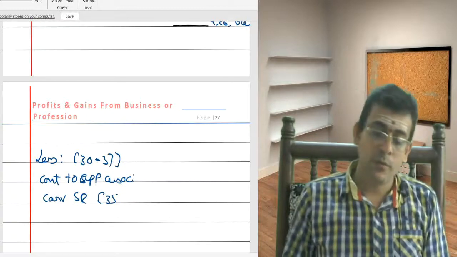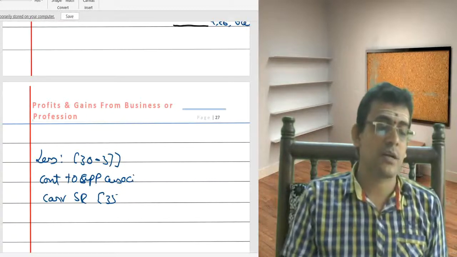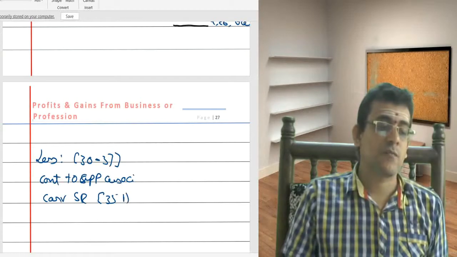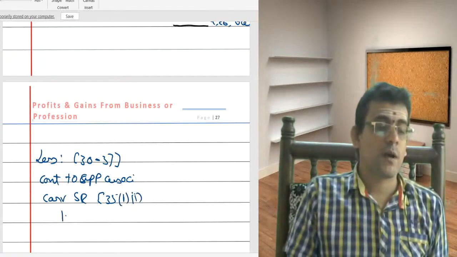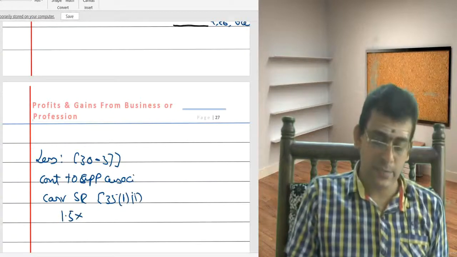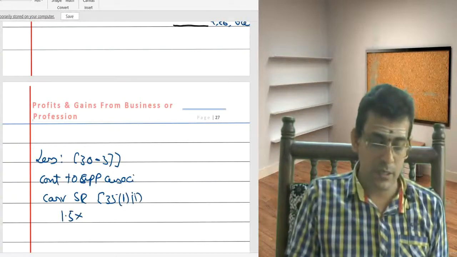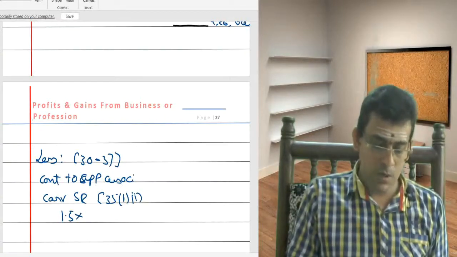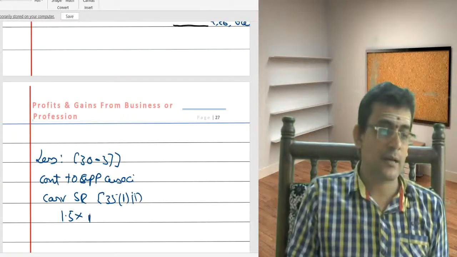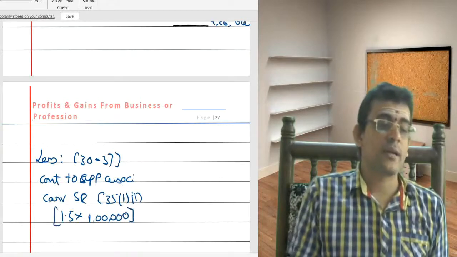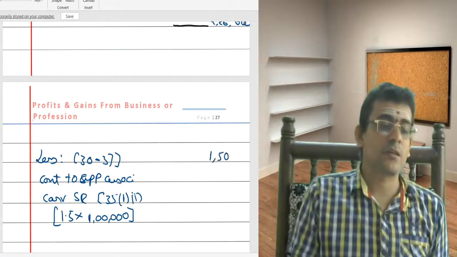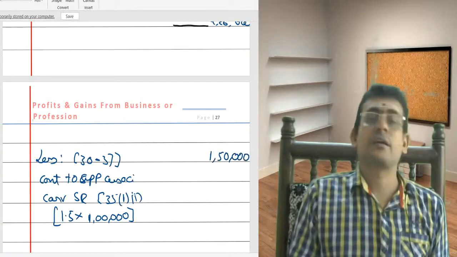So here, to be more specific, which section are you applying? Section 35, subsection 1, clause 2. What does this section say? 1.5 times of the expenditure incurred. What is the expenditure incurred? 1 lakh is the amount of expenses you are incurring. I need to add that. Okay, this I need to consider. This I need to reduce. So I can take 1,50,000 rupees as my deduction.